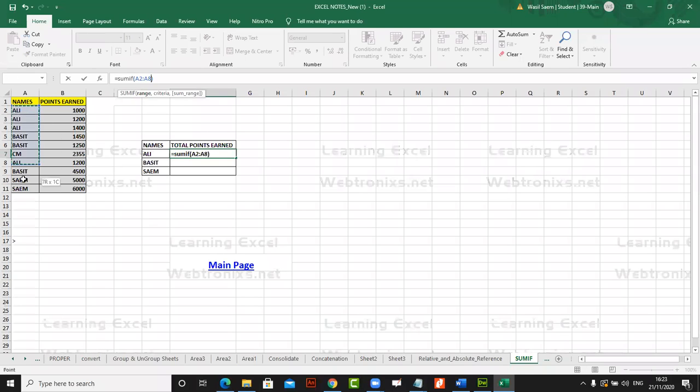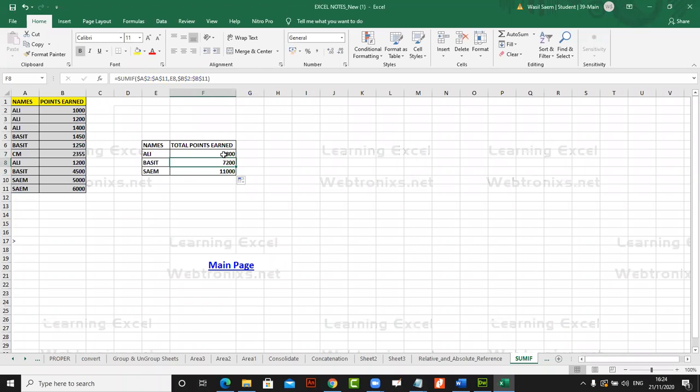So I select this range where I have the names. We know that if we have a range, we make it static with Fn and F4, comma, and we have a criteria, which is Ali. Then comma again, give the sum range, and here we go. That's my sum numbers. I press Fn and F4, and if I replicate this, I get the answers.